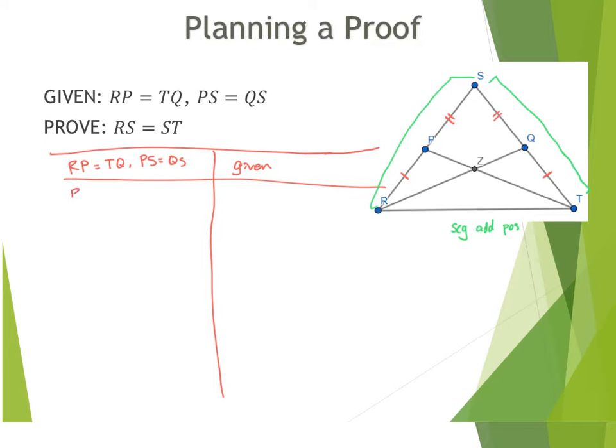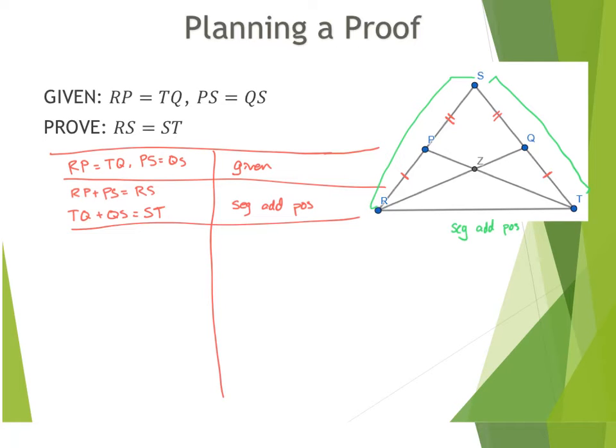So I have RP plus PS is equal to RS, and then TQ plus QS is equal to ST. And this is the segment addition postulate. Okay, getting closer.